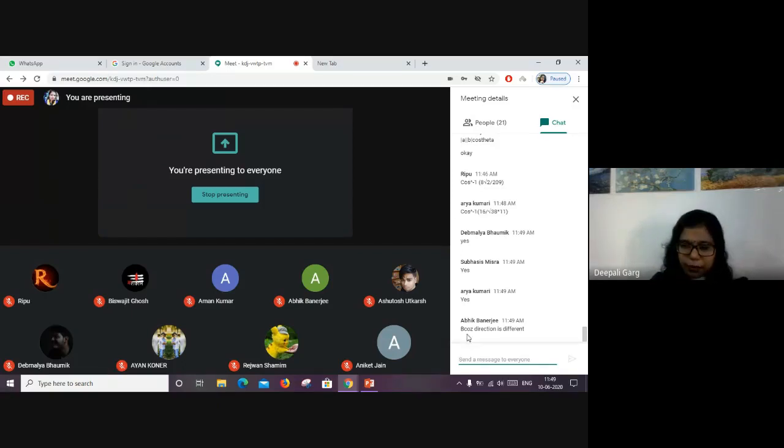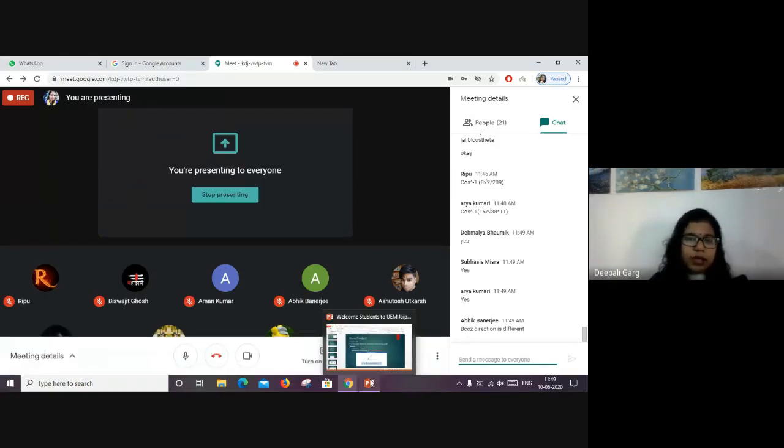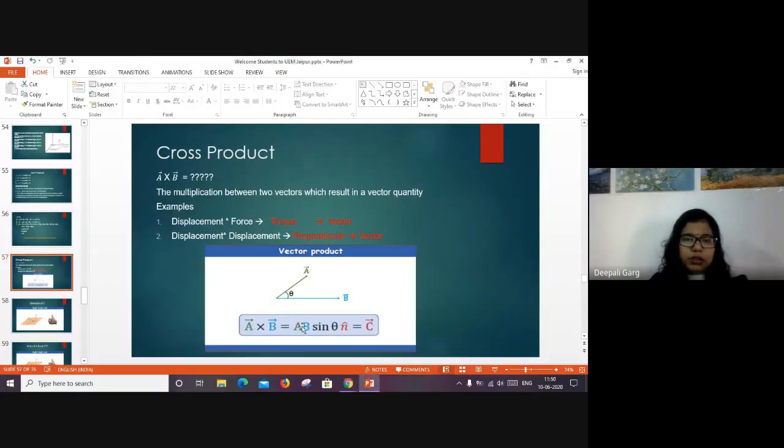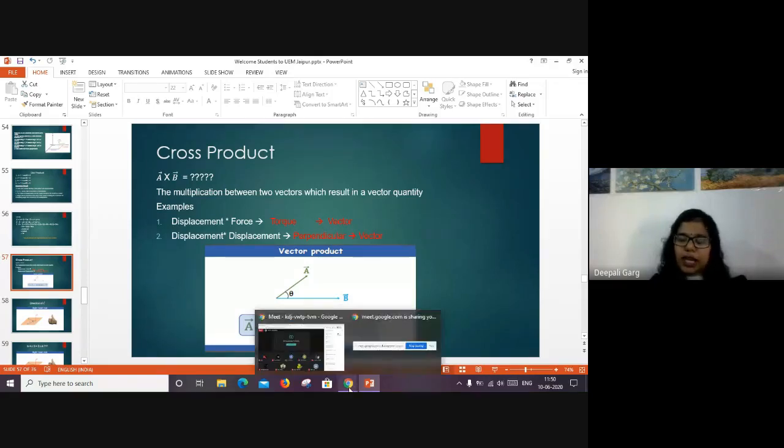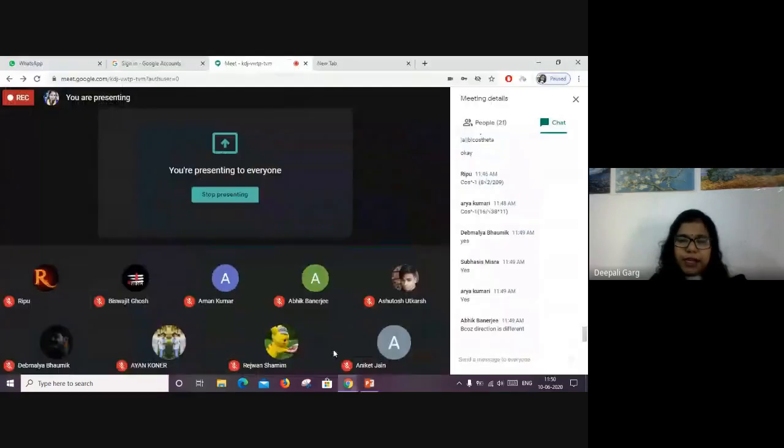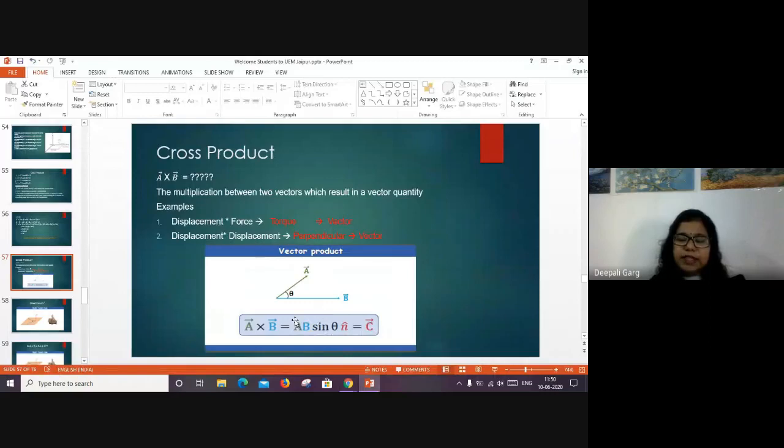So let's learn again. Suppose A cross B is giving a C vector. The C vector has both magnitude as well as direction. The magnitude is given by AB sine theta, and this n cap is giving the direction of the C vector.